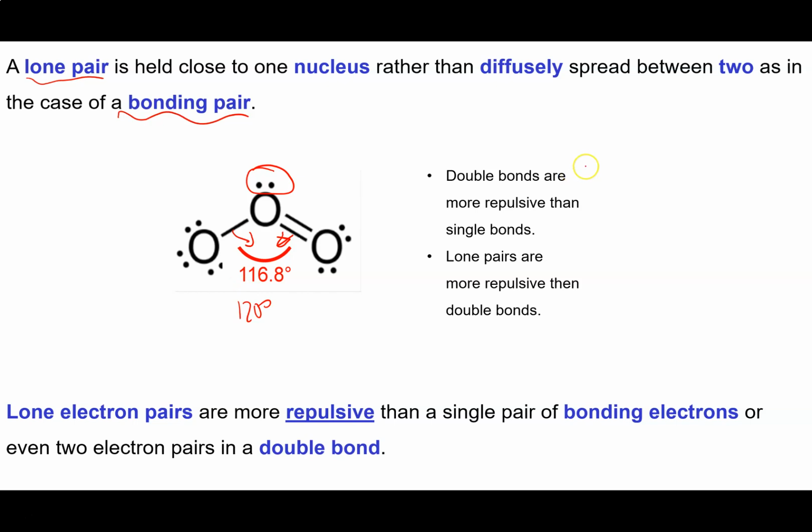So we see deviations from ideal bond angles for two reasons. When we have double or triple bonds, those bonds are more repulsive than single bonds, so we get a deviation due to that. And then lone pairs are going to be more repulsive than bonds of any type, and so they tend to cause deviations as well. So yeah, something to keep in mind when you're answering questions about, do you expect to see the ideal bond angle or not?